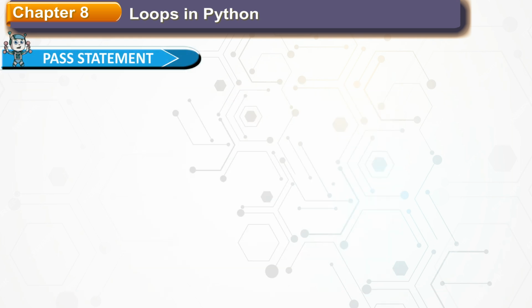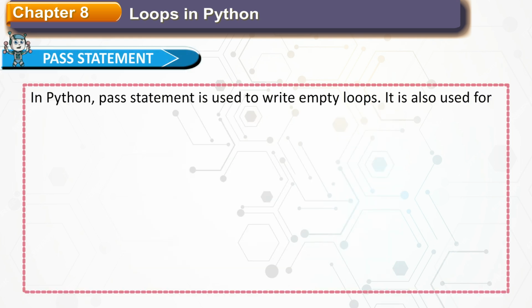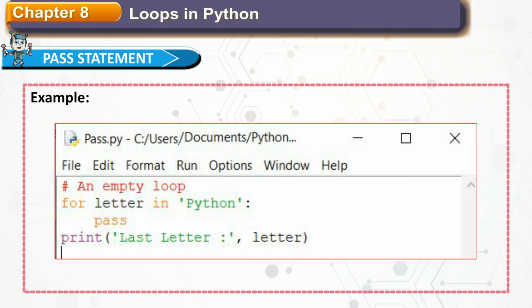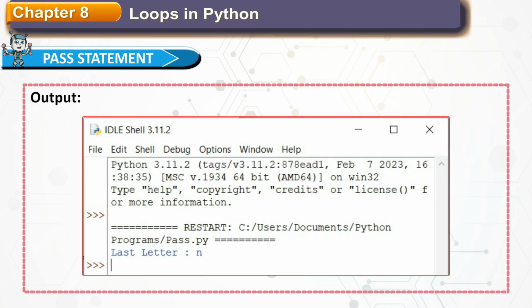Pass statement. In Python, the pass statement is used to write empty loops. It is also used for empty control statements, functions, and classes. Example. Output.